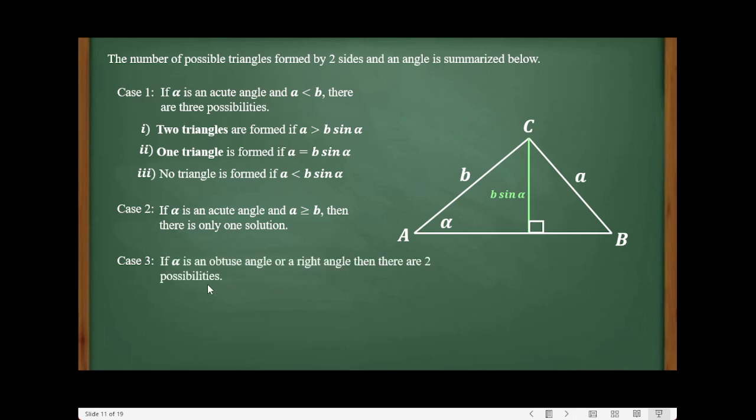Next, if alpha is an obtuse angle or right angle, then there are two possibilities. One triangle is formed if this side right here is longer than this side. Or should I say, this side right here is longer than this height. Okay? Or the second possibility under case 3, no triangle is formed if this side is as long as this one or shorter, or this side is shorter than this one. Okay?